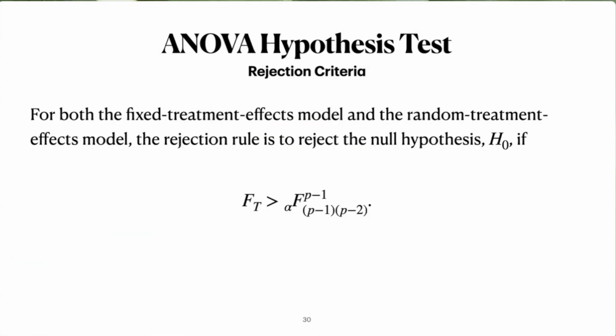Now, for both the fixed treatment effects model and the random treatment effects model, the rejection rule is to reject the null hypothesis if the test statistic, F sub t, that F statistic for treatments, is greater than the upper alpha percentage point of the F distribution with p minus 1 numerator degrees of freedom and denominator degrees of freedom equal to p minus 1 times p minus 2.